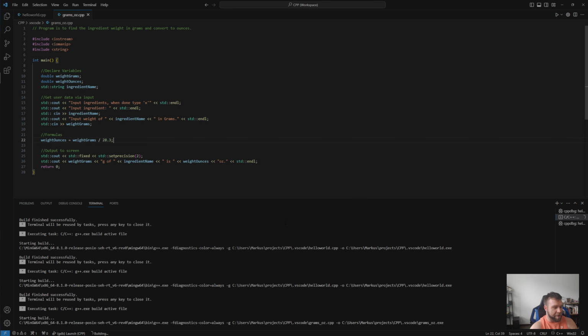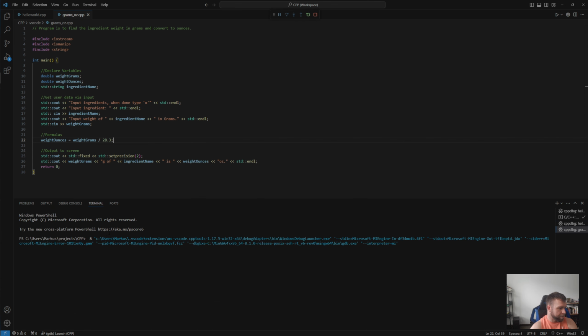So if we go ahead and run this, input ingredient, I'm just going to put oats. Input weight of oats in grams, let's say it's 125. And if you guys see, right, I didn't tell the user to put it in a decimal. I just said input the weight of oats in grams. But what the program put out is decimal and decimal.